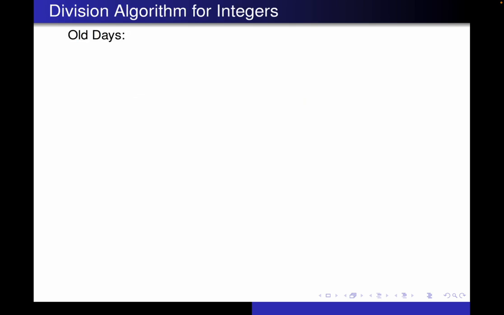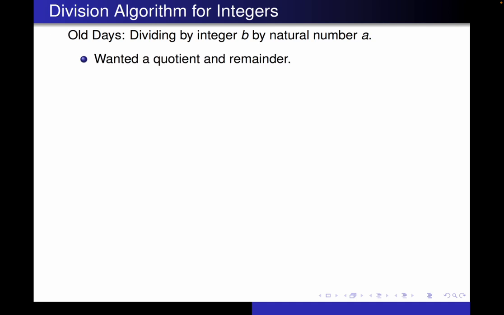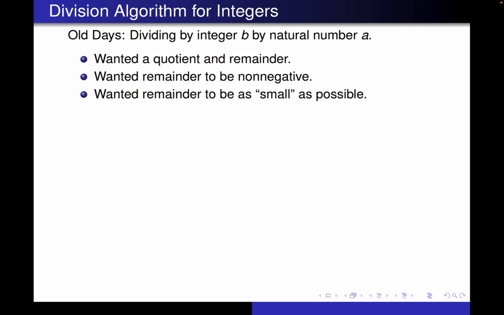All right, so let's think about what the division algorithm for integers was like back in the old days. In the old days, we were dividing an integer b by some natural number a. And we, of course, wanted a quotient and a remainder. We needed to define what that is. We wanted that remainder to be non-negative. And we wanted the remainder to be "small" as possible. Small in quotes because that's a kind of vaguely defined term. We'll get a little bit more precise on that a little later.